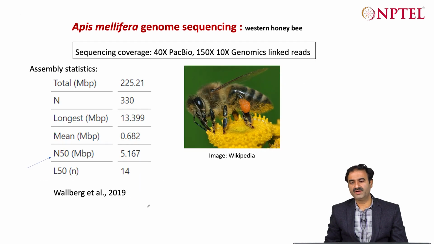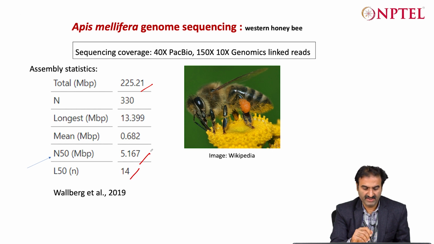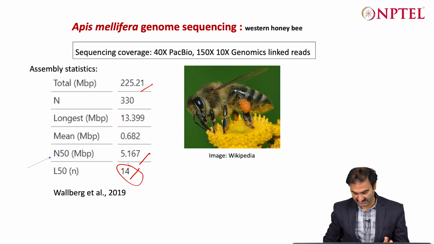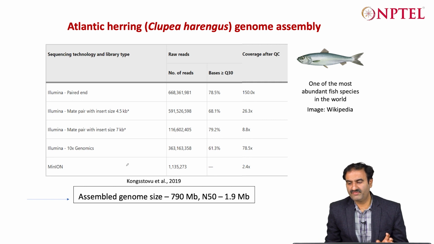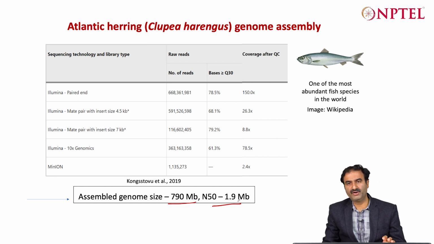Then in case of this western honeybee, you can see that the total size of the genome was 225 MB, and the N50 was 5 MB, which is a good number. And L50, that means 50% of the genome that you assembled, could be expressed in only 14 pieces, which is very good. So this means that it was a good assembly. In case of this fish species which was published, the genome size was 790 MB and N50 was 1.9 MB, which is also a good number. BUSCO they did not report here.